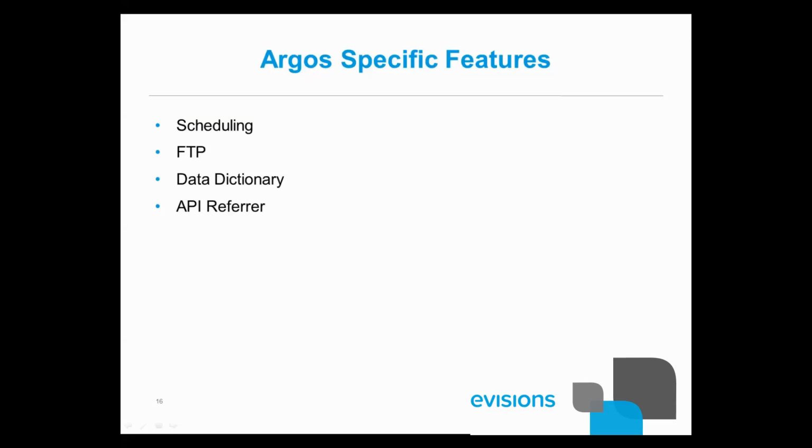The next few features of Maps I'm going to go over are Argos specific, such as scheduling, FTP, data dictionary, and API HTTP refer. I'm not going to be going over them with too much detail, but if you have any questions about them, please submit a help desk ticket.